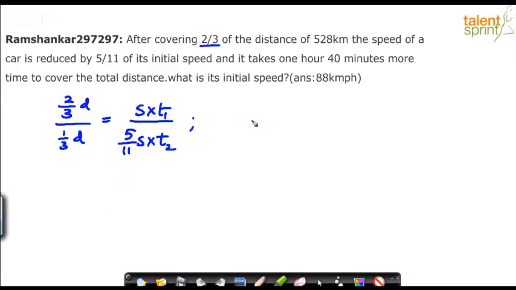Okay, after covering 2/3 of a distance of 528 kilometers, the speed of a car is reduced by 5/11th of its initial speed, and it takes 1 hour 40 minutes more time to cover the total distance.